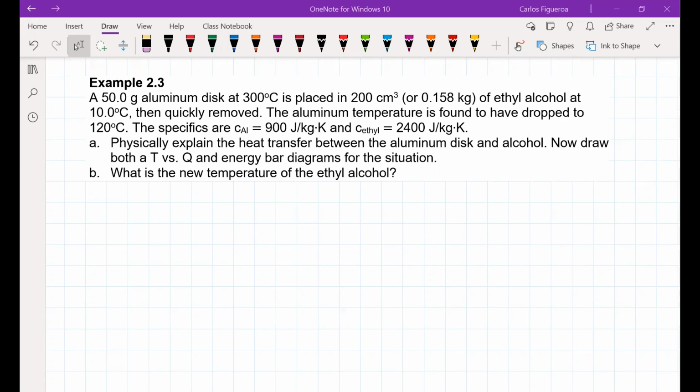Example 2.3. A 50-gram aluminum disc at 300 degrees C is placed in 200 centimeters cubed of ethyl alcohol at 10 degrees C, then quickly removed. The aluminum temperature is found to have dropped to 120 degrees C. We have the heat capacities of aluminum and ethyl alcohol. A. Physically explain the heat transfer between the aluminum disc and the alcohol. B. Now draw both a T versus Q and energy bar diagrams for the situation. And then finally, what is the new temperature of the ethyl alcohol?